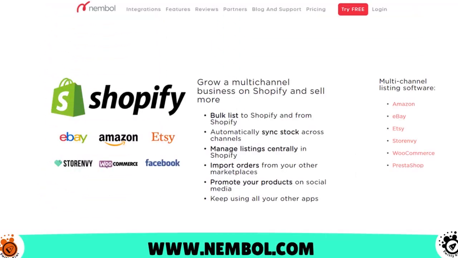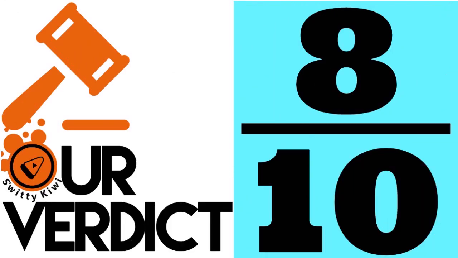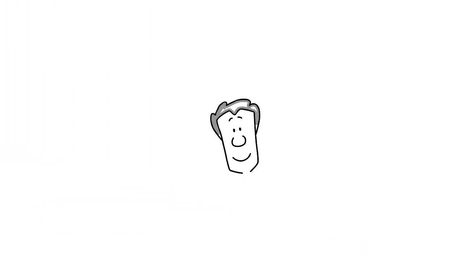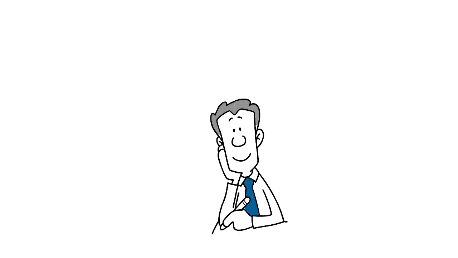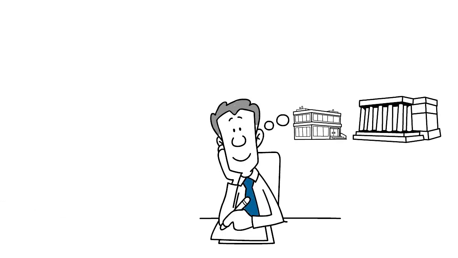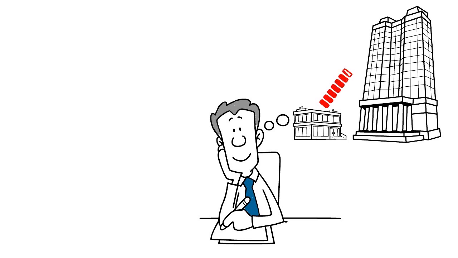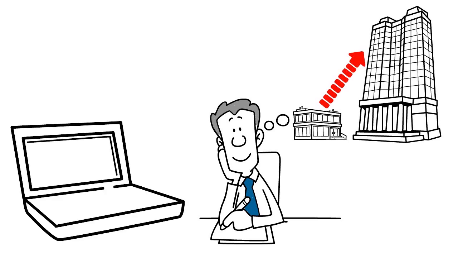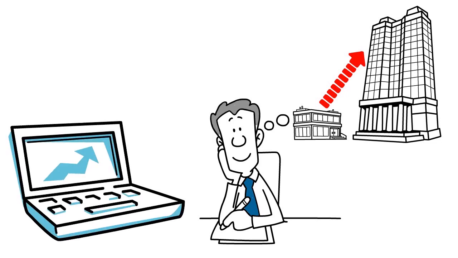Number 8, folks, we have Nimble. Our score is 8 over 10. So when you think about Nimble, I want you to think about a software tool that allows you to have a multi-channel business strategy, not just on Shopify, but beyond Shopify. Okay, you can bulk list to Shopify, and from Shopify you can automatically sync stock across channels. This is really important if you're having an omni-channel or multi-channel strategy, right? You can manage listings centrally in Shopify. All right, this is really good.